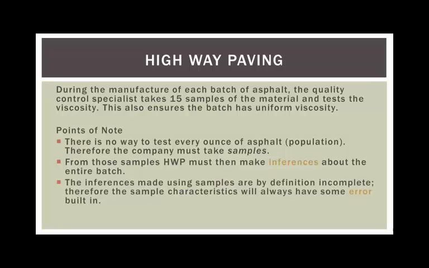So the inferences made using samples are by definition incomplete. So the 15 samples may or may not be an accurate representation of the entire batch. It's always going to be incomplete, but there are ways to ensure that our sampling techniques are good and valid. Therefore, the sample characteristics will always have some error built in. And that's one of the fundamental ideas in point estimation and in sampling. Whenever you're sampling from a larger population, it's never going to be perfect. There's always going to be some error in that estimation.